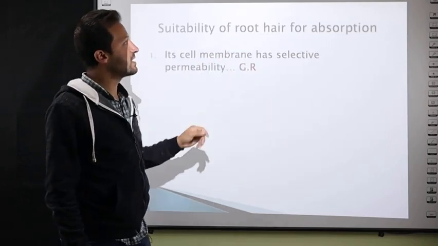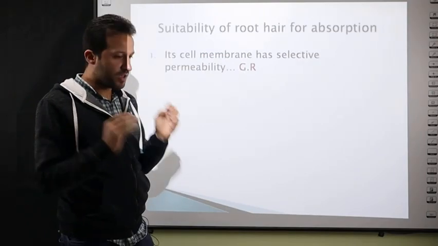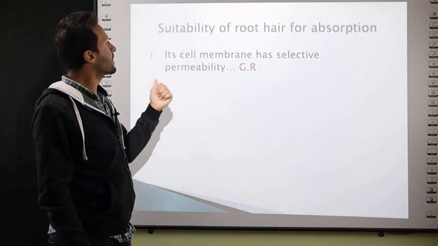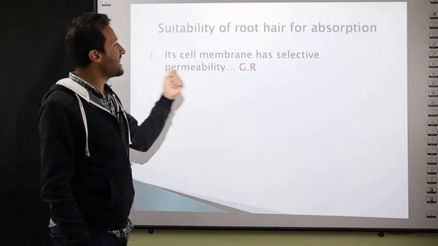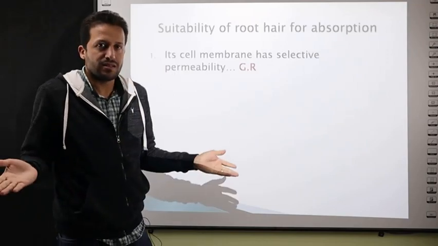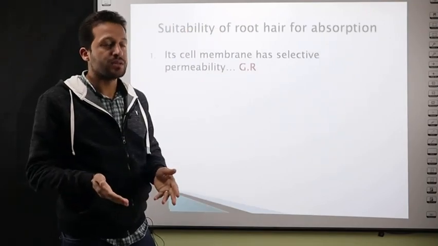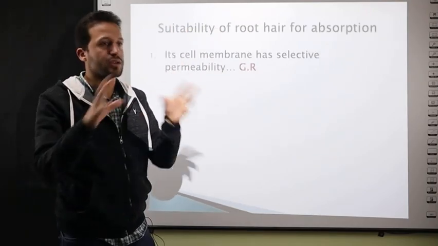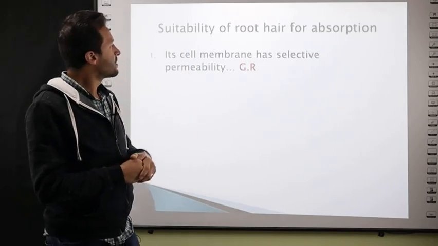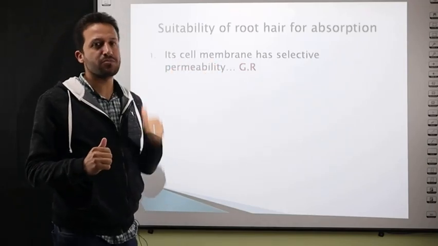Suitability of root hair for absorption. What are the properties that Allah gave to root hair to absorb more water and mineral salts? Number one, its cell membrane has selective permeability. The root hair is a plant cell that has a cell wall, then a plasma membrane, then a cytoplasm, then a vacuole, as we studied in line 4. So, the cell membrane has selective permeability.